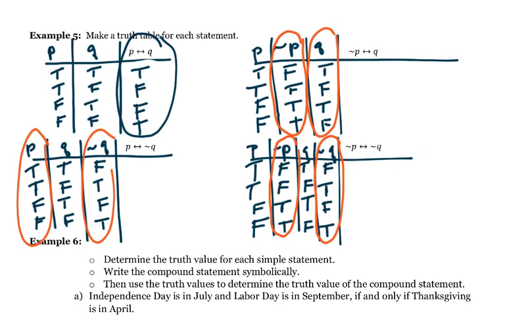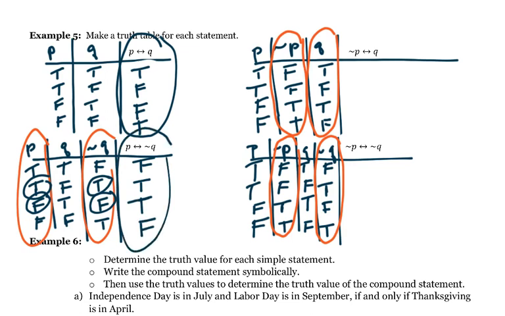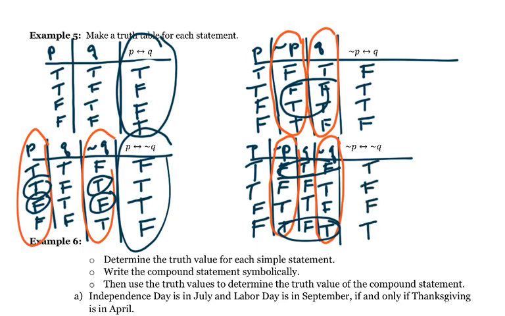So we want to see the rows where they have the same truth value. So that's going to be here and here. So we have false, true, true, false for this one. That's our final result. Then we have not P if and only if Q. So we're looking for when they have the same. There we go. So we have false, true, true, false. And then for this last one, here we have same right here and the same right here. So that's true, false, false, true.